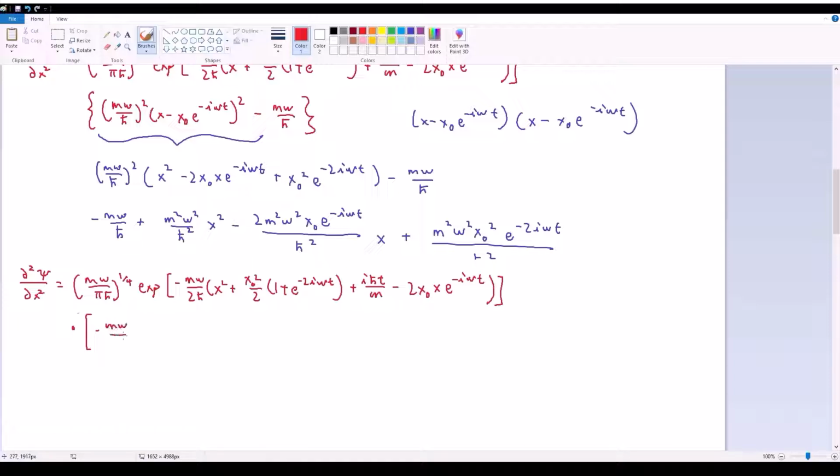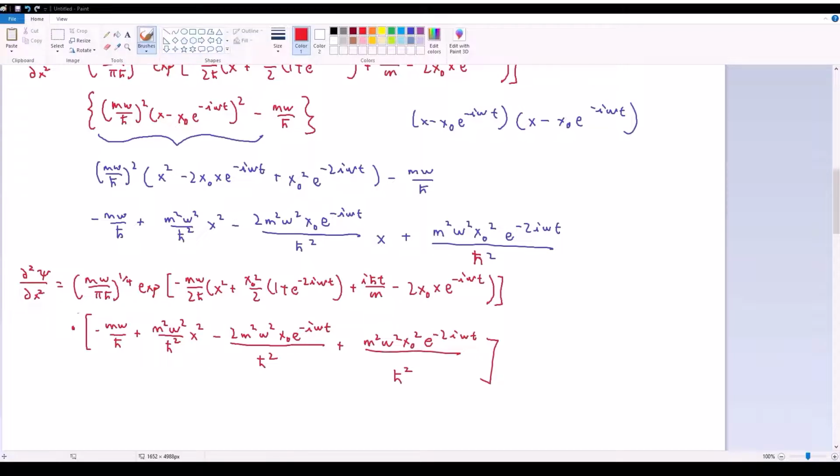negative m omega over h bar plus m squared omega squared over h bar squared times x squared minus 2m squared omega squared x naught e to the negative i omega t over h bar squared plus m squared omega squared x naught squared e to the negative 2i omega t over h bar squared again. And I messed that up. There we go. Okay, and that is our second derivative.